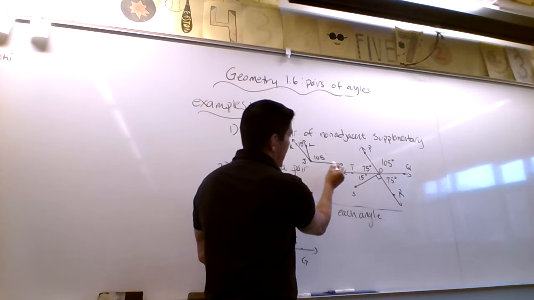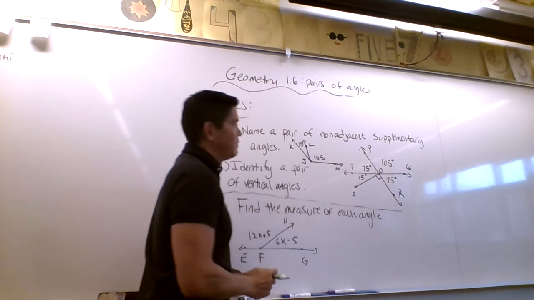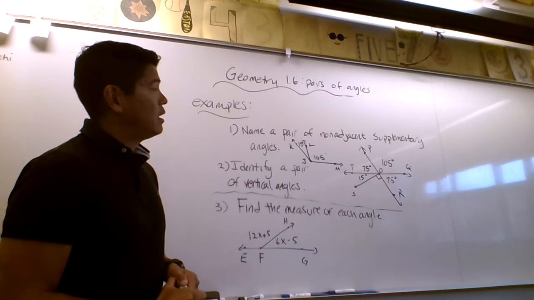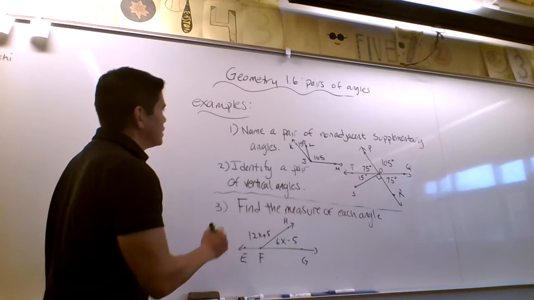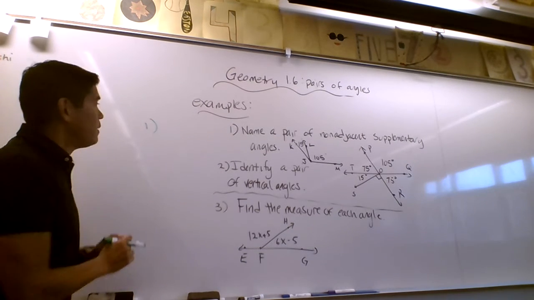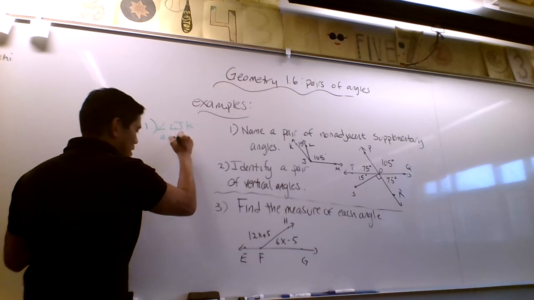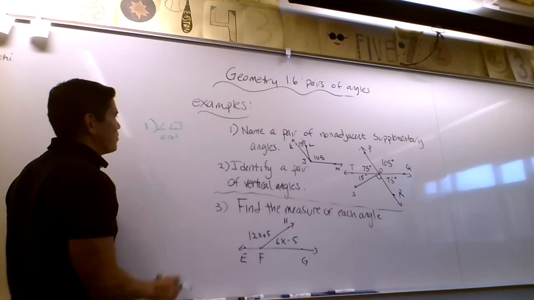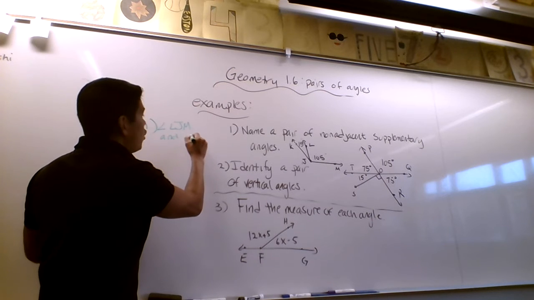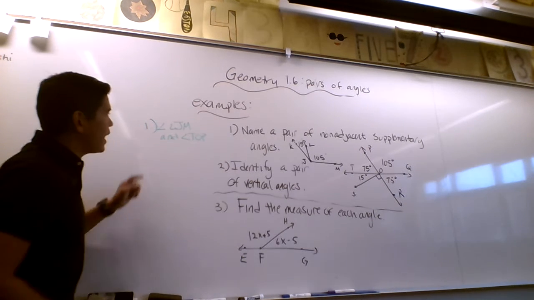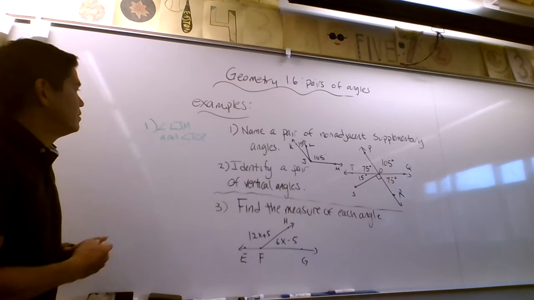Angle LJM, that's 105 degrees, and angle MOP, that's 75 degrees. So their sum is 180, they're supplementary, and they don't share a common side, therefore they are non-adjacent. So on number 1, a possible solution: angle LJM, and even though I said angle LJM, I wrote LJK, it should be angle LJM, and then angle TOP. Could be angle LJM and angle QOR. That would work as well.